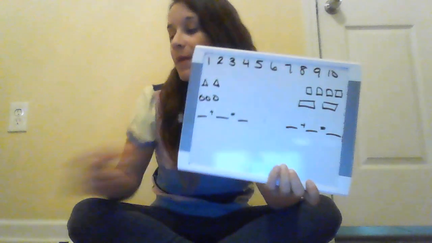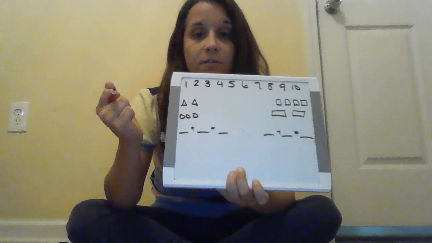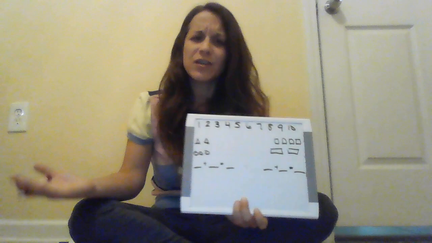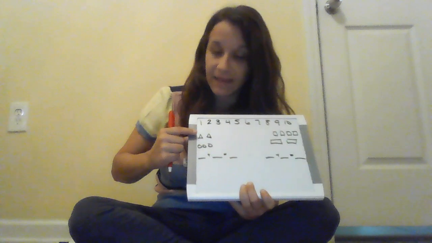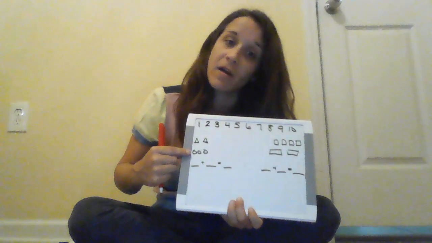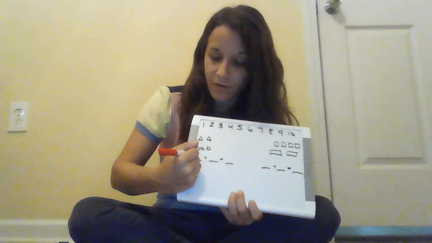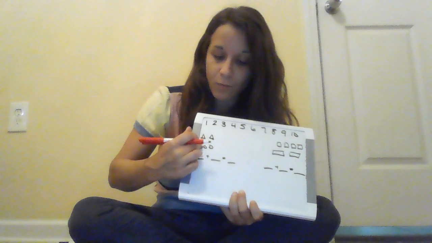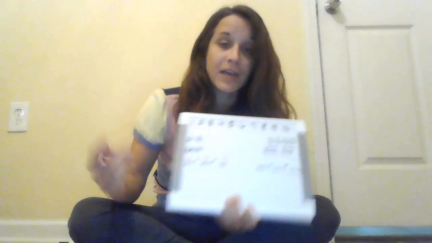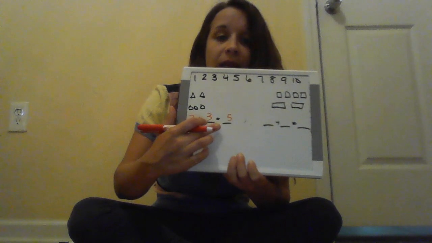So I might see something like this. So I'm seeing that there are 2 triangles. I'm seeing that there are 1, 2, 3 circles. And then I'm wondering how many shapes are all together. I know I can take this part and, so that's the plus sign, add it to this part and give me how many all together. So I have 1, 2 triangles and 1, 2, 3 circles. And that gives me 5 shapes all together. So my number sentence would say 2 plus 3 equals 5.